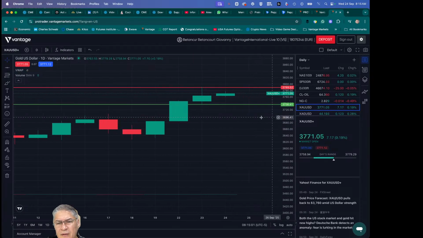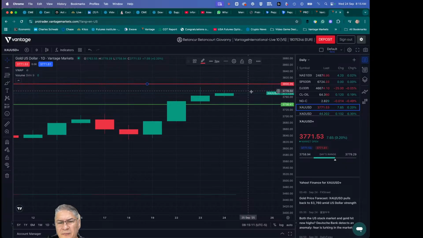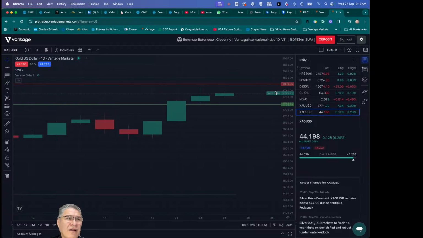Then we have here gold. 3,800 is the psychological level for gold. So that's where we're gonna place our level of resistance. And we're gonna be using yesterday's swing low as a possible level of support, with the market rallying to the upside, looking to hit our target of 3,800, and from there correcting, pulling back.